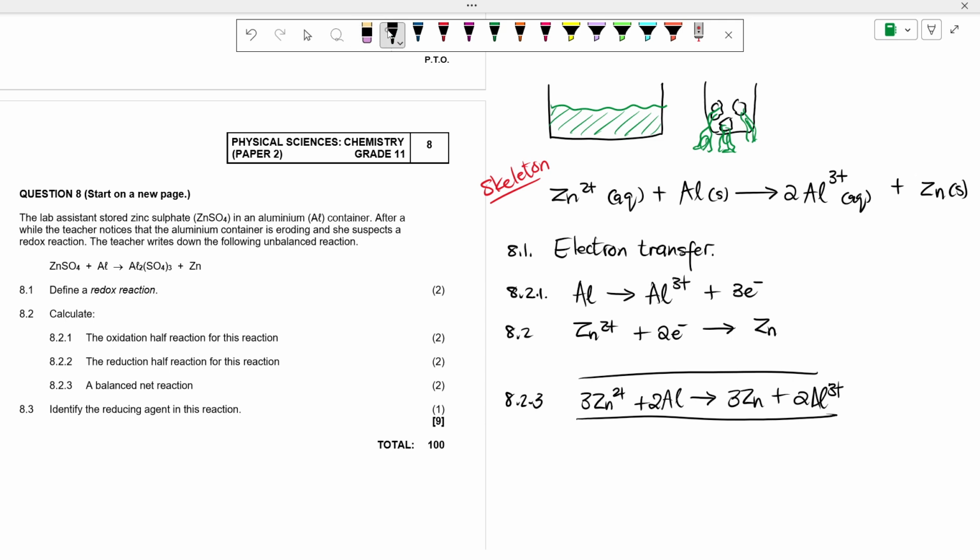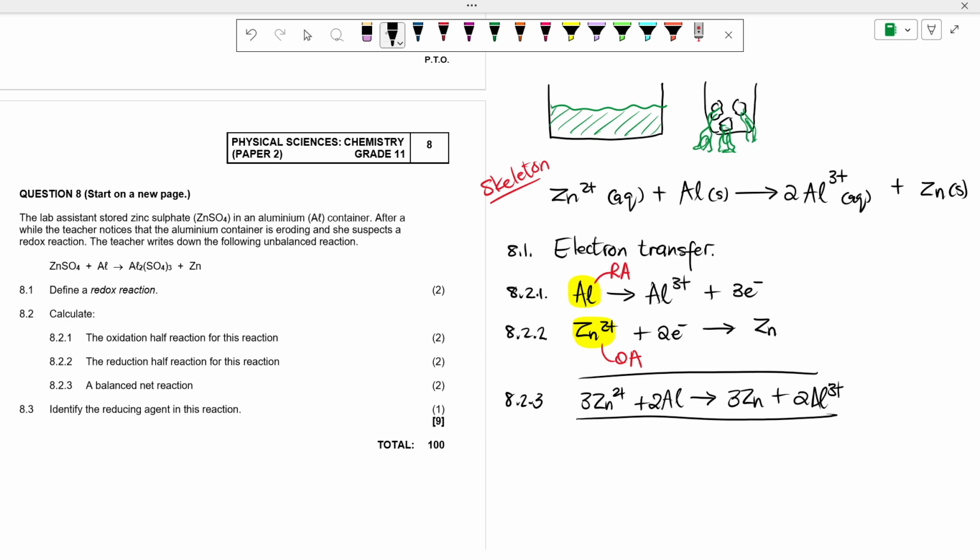Okay. That's quite straightforward. And if they ask for reducing agent, oxidizing agent, you go to the reactant side, aluminum, because it's oxidized, it's the reducing agent. So that's the reducing agent. You go to the reactant side, zinc, because it is reduced, it's the oxidizing agent. Oxidizing agent.